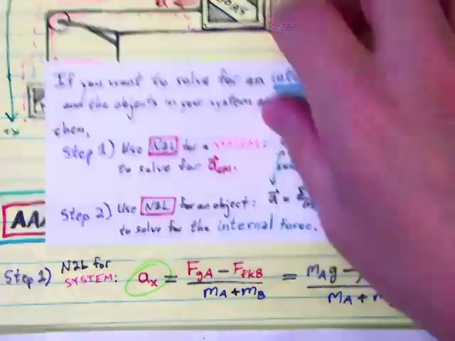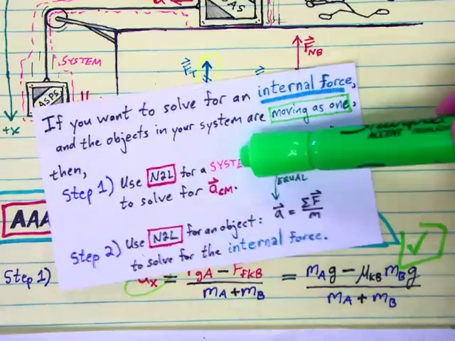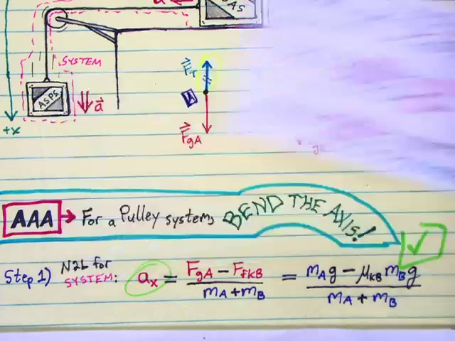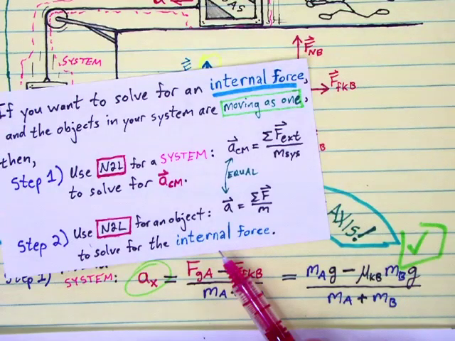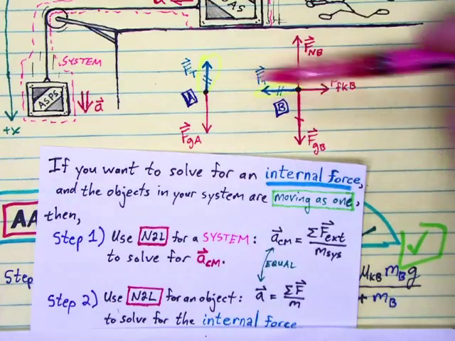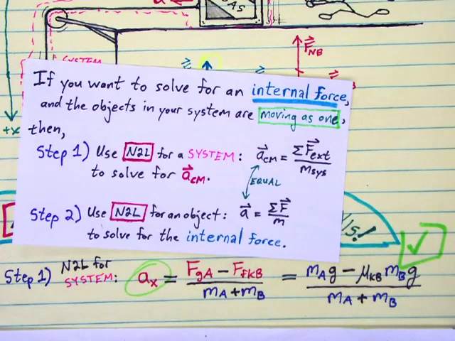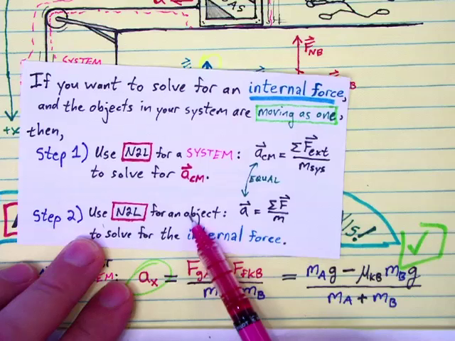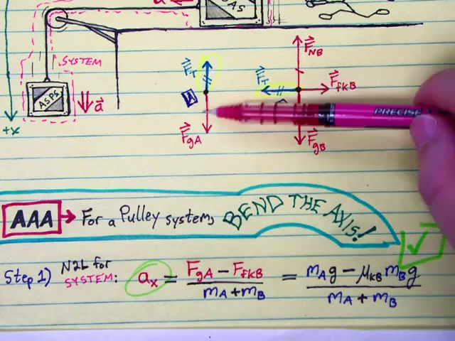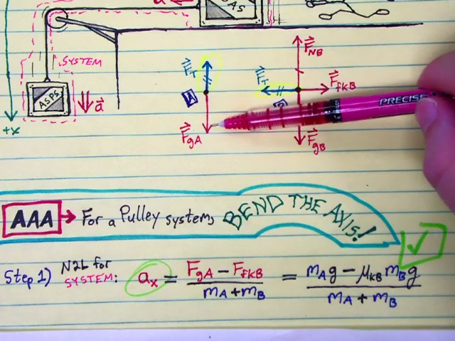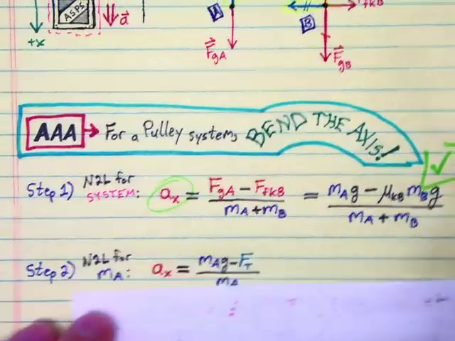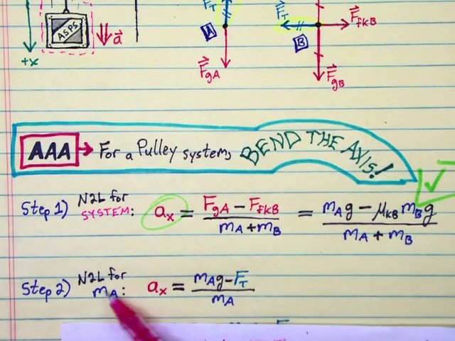So that was step one of our usual two-step procedure for a system. We've got the acceleration by using the systems approach. Step two, then, is to get the internal force, that force of tension, that we would now like to find. So let's get that internal force by using N2L for just one object. We can pick either A or B. A looks simple because I know gravity here is simple. So let's do Newton's second law just for object A.